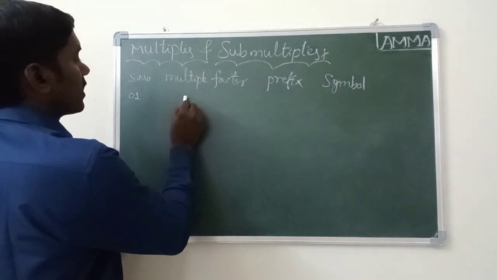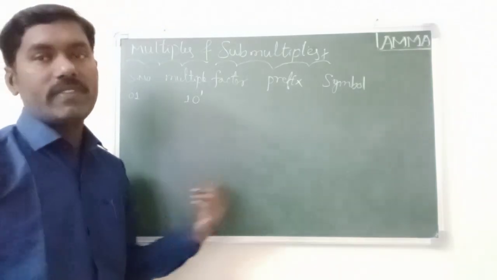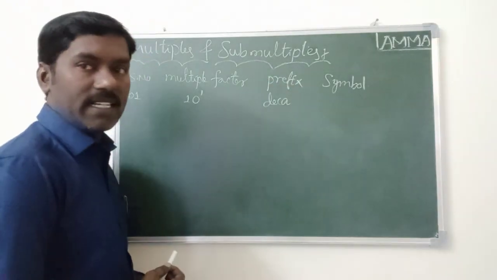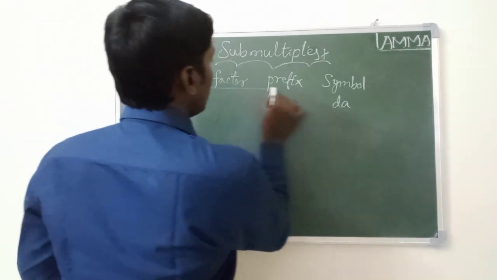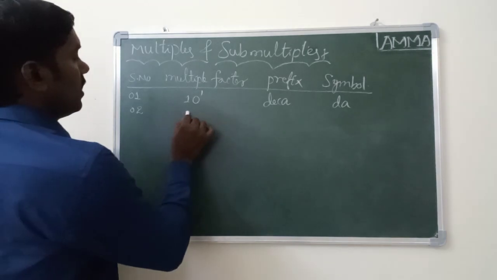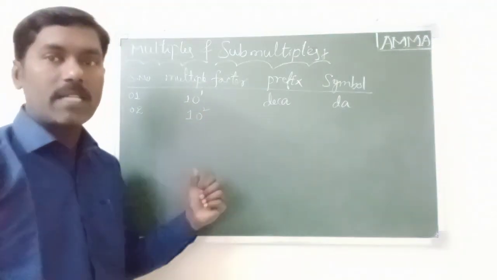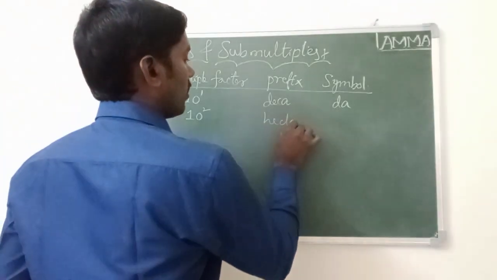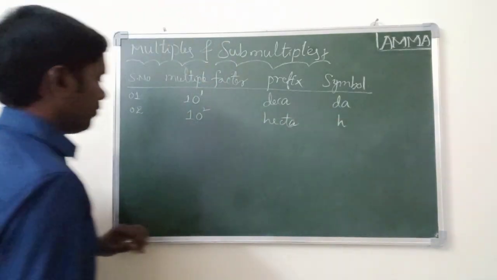Multiple factor 10 power 1, or simply 10. If you multiply the unit value with 10, we call it deca, which is represented by dA. Number 2: if you multiply the unit with 10 square, 10 power 2, we call it hecta, which is represented by small h.